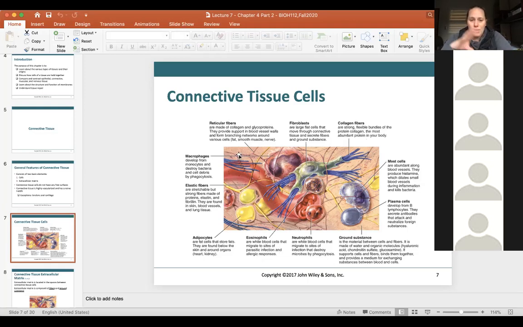That's again the main function of the immune system. We can see other things that are more structural in the types of cells that they are, so things like reticular fibers, collagen fibers, elastic fibers, and ground substance. Those are all far more structural cell types.